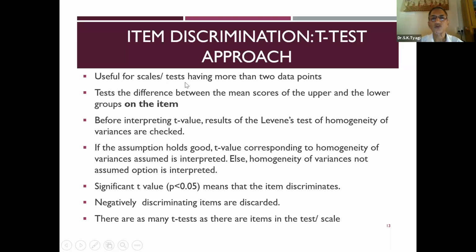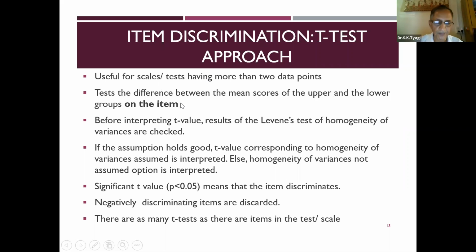Now this is the approach which will help you in finding whether this particular item discriminates or not without going into right and wrong response. Now test the difference between the mean score of upper and lower ability group on the item. This is again in the context of a test.